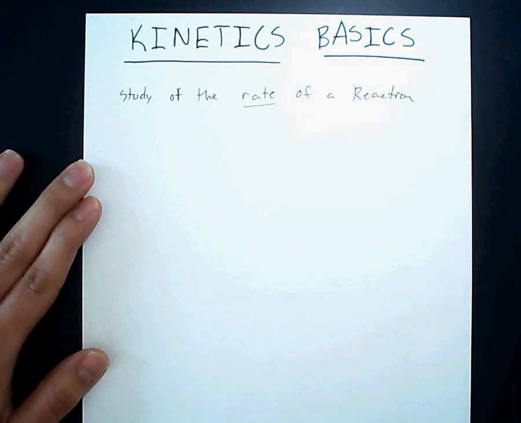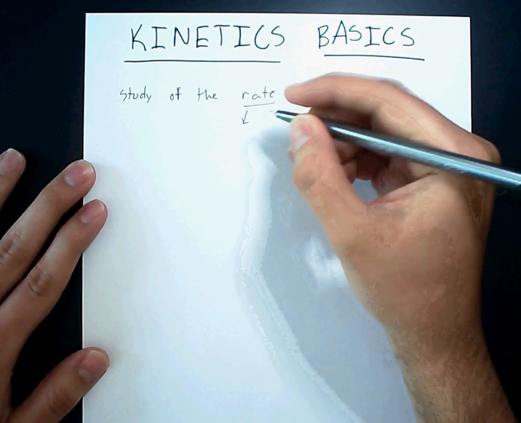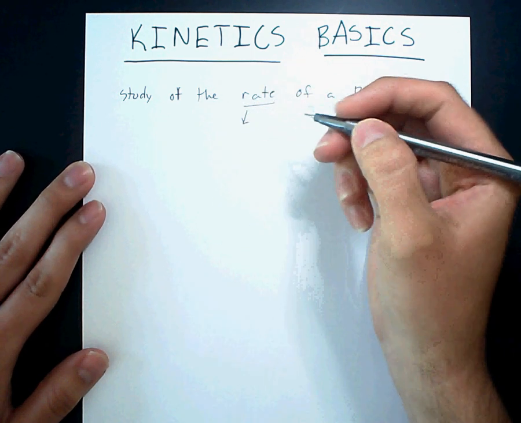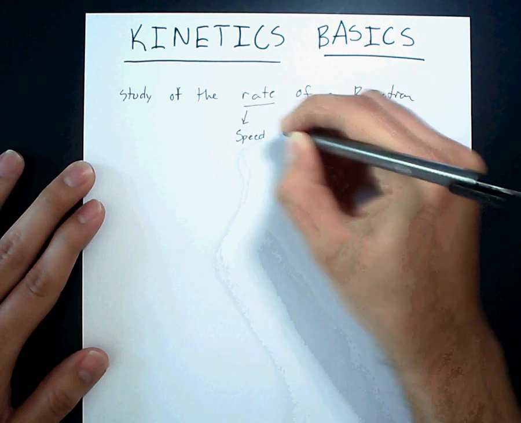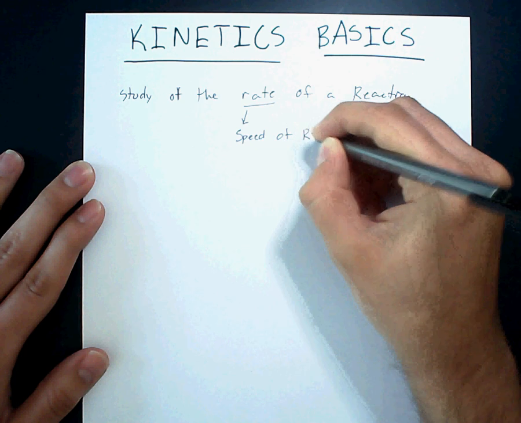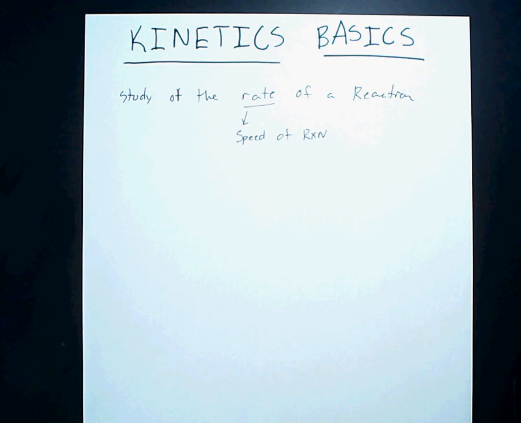So the key word there is rate. Rate for us in chemistry is either how fast or how slow a reaction is happening. So it's really about the speed of the reaction. That's the most important thing that we're talking about in this unit, is just how fast things are happening. Is it a slow rate? Is it a fast rate? And then also what things go into changing the rate.